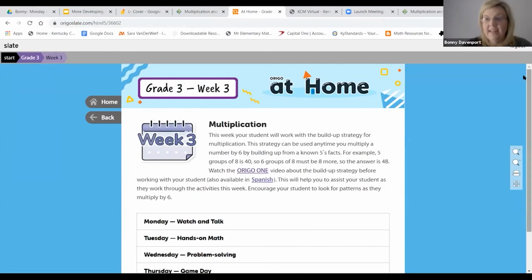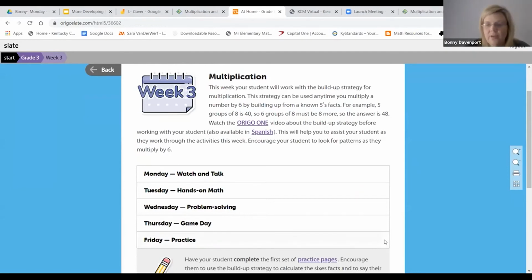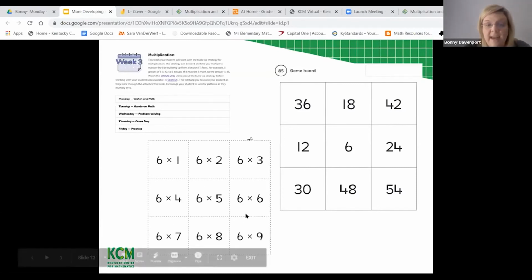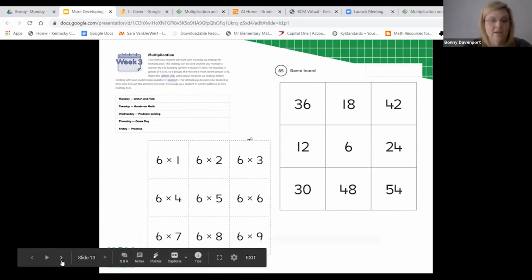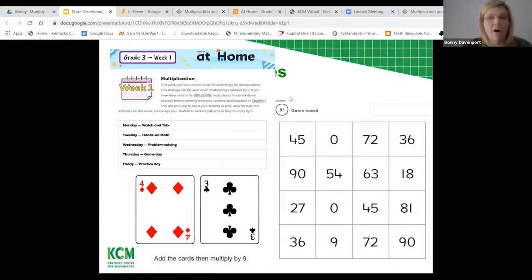And then after game day, it ends with just a practice page. So you may or may not want to assign those to students for their practice. Okay, so here is the game that Orgo gives to you. It wasn't downloadable, so I couldn't give you a copy, but you can go in there and print it. And here are the game cards and the game board that come with that particular count up strategy. And then they have the countdown strategy with all the same supports.